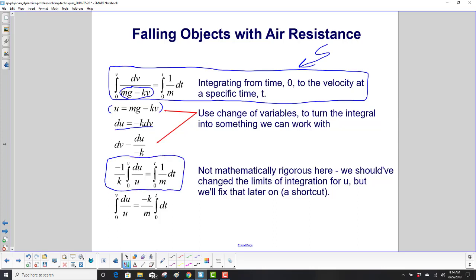And then we multiply through by negative k just to clean up the integral on the left-hand side. So we now have the integral from 0 to v of du over u equals minus k over m times the integral from 0 to t of dt. Not terribly mathematically rigorous here. We should have also changed the limits of integration for u because we're dealing with an integral with u now. But you know what? We'll fix that later on with a shortcut.